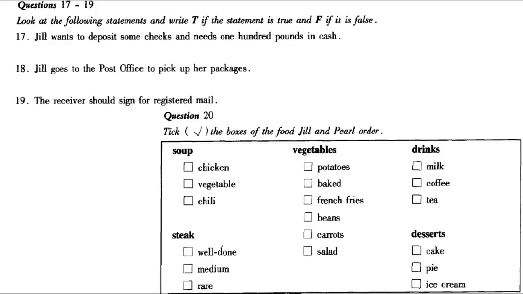Anything to drink? What do you want, Pearl? Milk, coffee, or tea? I prefer tea. How about you? Coffee for me, please. OK, 1 coffee and 1 tea. Do you want some dessert? How about ice creams, Pearl? That's my favourite. All right, 2 ice creams. Anything else? No, that's all.